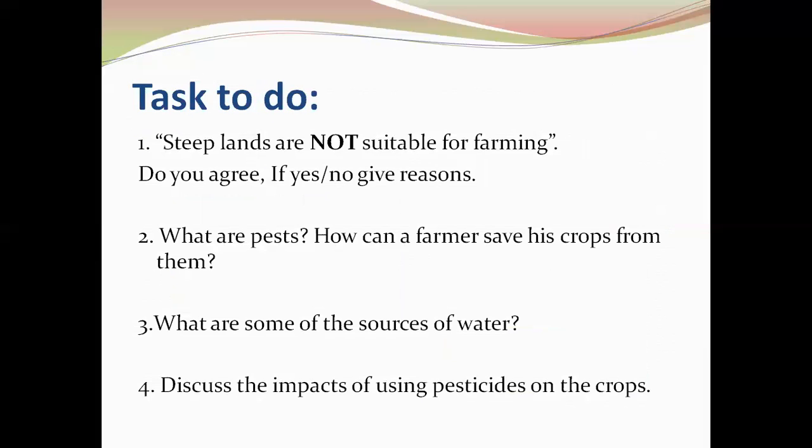Okay, students, this is your task that you are going to do in your copy. Number one, steep lands are not suitable for farming. That's what we learned in the factor flat land and fertile soil. Do you agree with it? If yes, say yes, or if no, then give reasons. Question number two: what are pests and how can a farmer save his crops from them? Question number three: what are some of the sources of water?